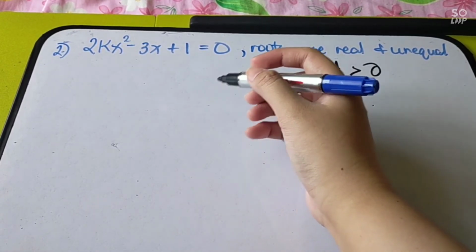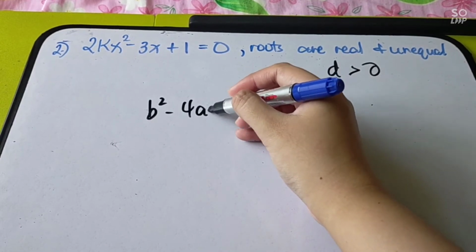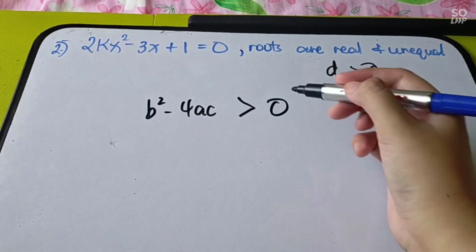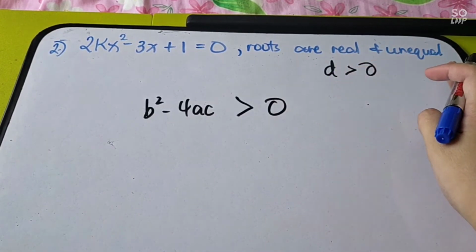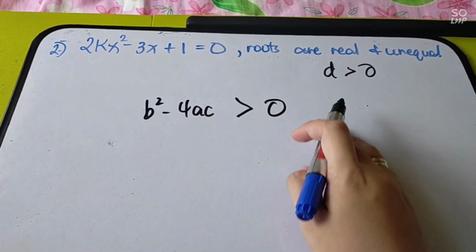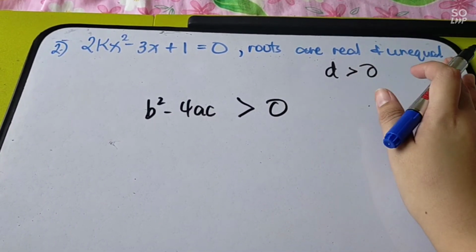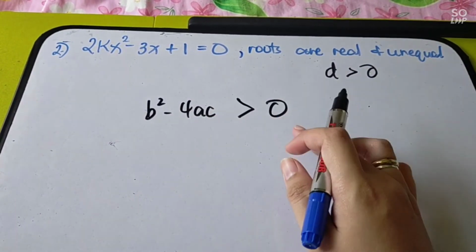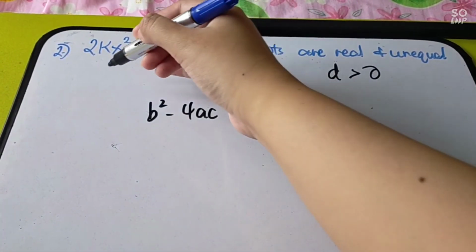So, therefore, ang discriminant natin ay b squared minus 4ac must be greater than 0 daw po. Okay? So, kung siya ay real and equal, equal to 0 dapat siya. Kung siya naman ay no real roots, it must be less than 0 ang gagamitin ninyo. So, magkakaroon tayo dito ng inequalities.